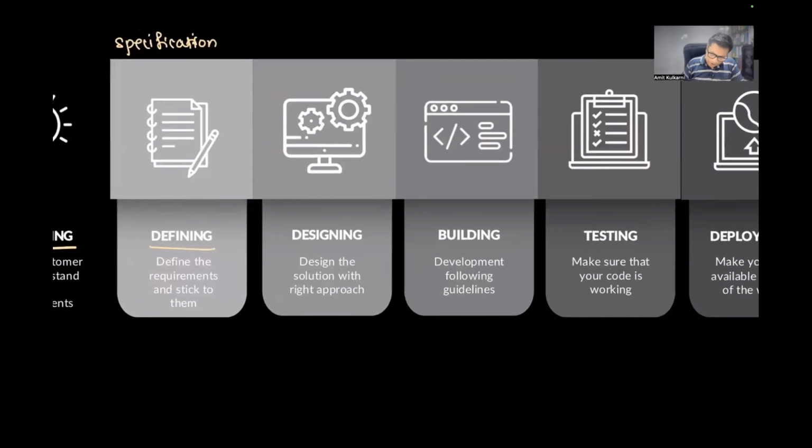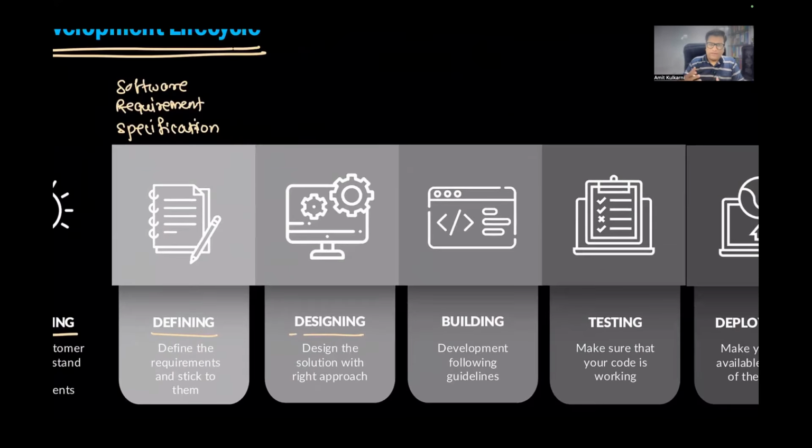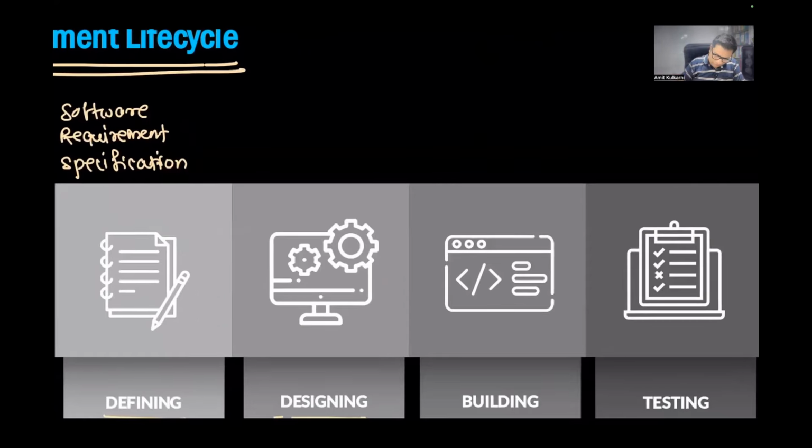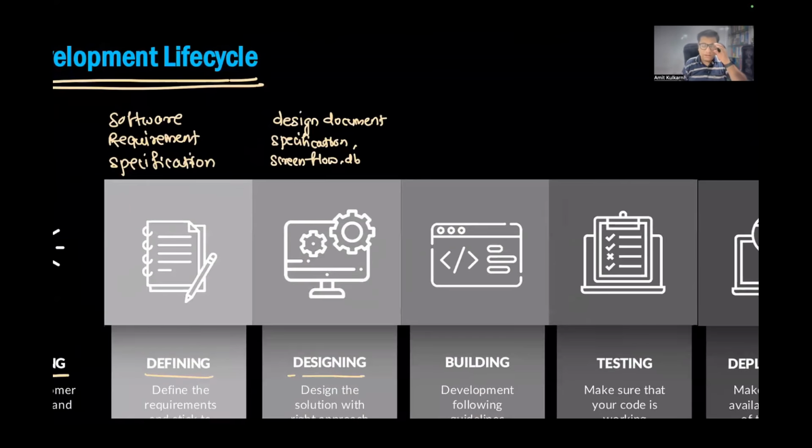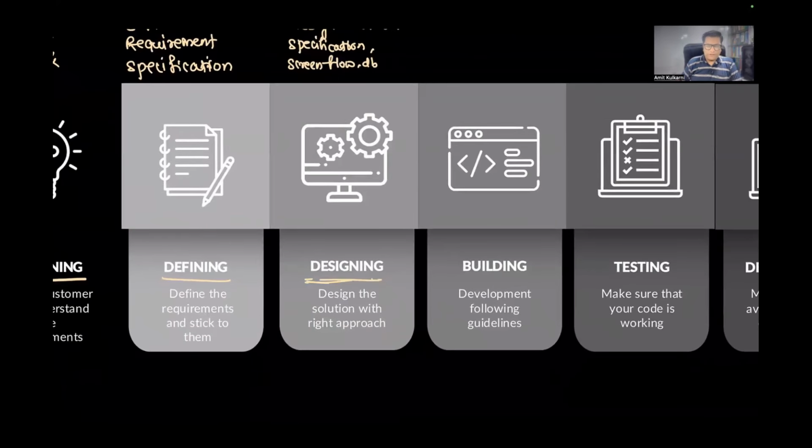Then comes the designing. Designing means you design the entire application screens, or the screen flow, or the database, and so on. This stage is where you create a design document specification. This means you design what different screens are available, what the database is, and so on. All of them will be included inside the design, even the screens. If it is a GUI application, this is where the design comes into the picture. It's like a blueprint we are creating here.